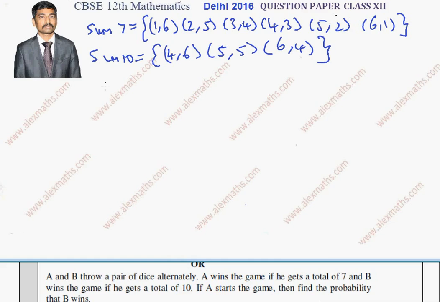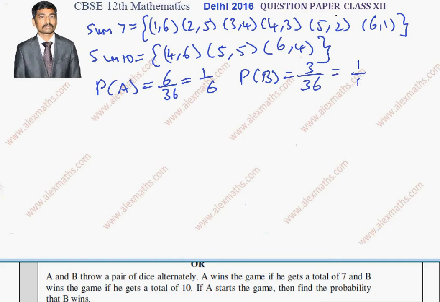Now, P of A is nothing but A is winning if the total of sum 7 comes. So there are 6 options out of 36, so it is 1 by 6. And P of B will be 3 by 36, that is 1 by 12. So from this I can write P of A dash, which is 5 by 6, and P of B dash, which is 11 by 12.